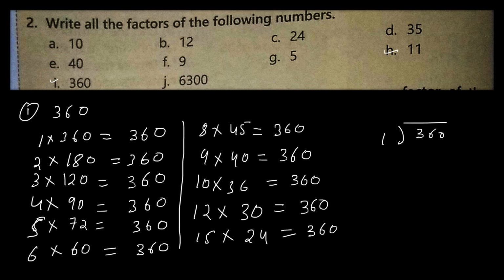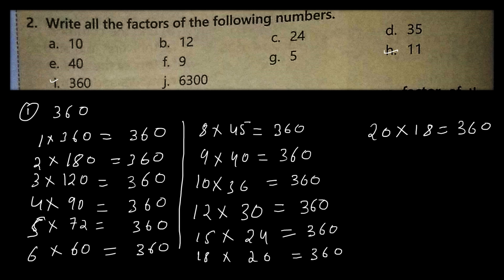Now we will try by 18. So 18 2s are 36. Then 0. Here also 0. So 18 multiplied by 20 is 360. In the same way, we will check with 19. It is not possible by 19. So let's check 20. Yes, it is possible. So 20 multiplied by 18 is equal to 360.